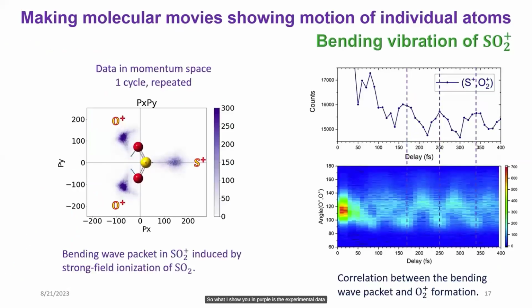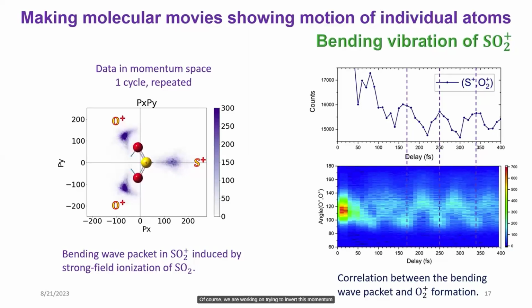What I show you in purple is the experimental data in momentum space. I just pick out one vibration cycle and keep the movie repeated. In this particular case, the momentum space image looks very localized. It also vibrates, and it closely gives you the image of the molecules that are vibrating, and it's very close to the Bohr-Oppenheimer model that we have in our head. Yeah, so it looks pretty good.